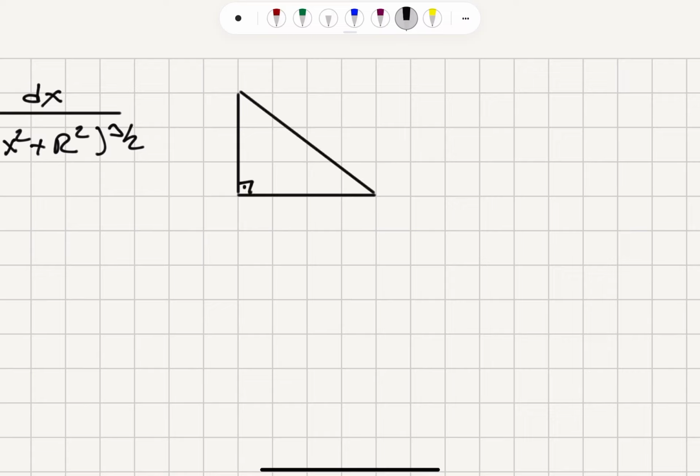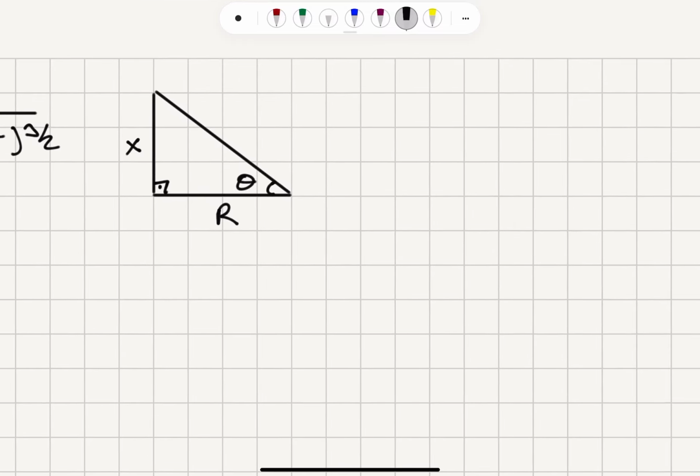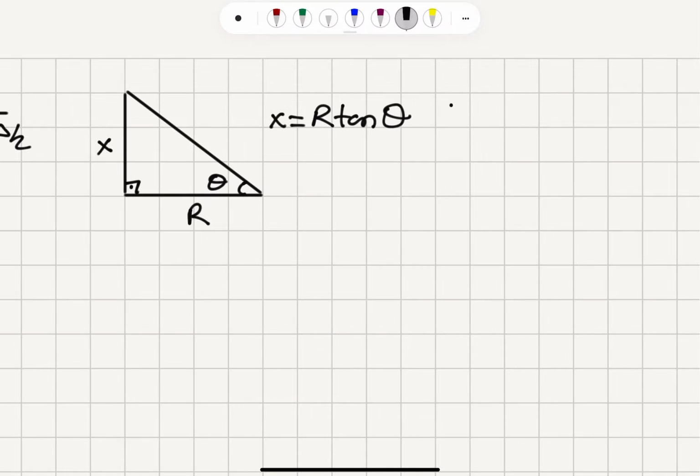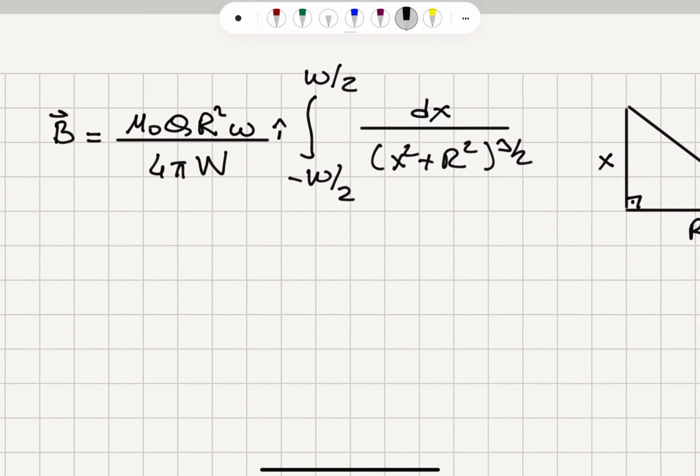And let's call this angle theta. Tangent theta is x over R, or x is equal to R tangent theta substitution. This will give me dx is equal to capital R secant squared theta d theta. So I will work with this substitution.